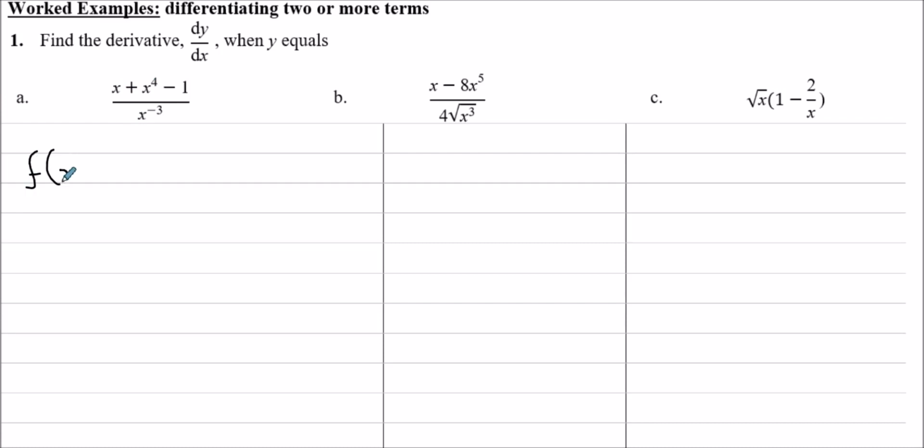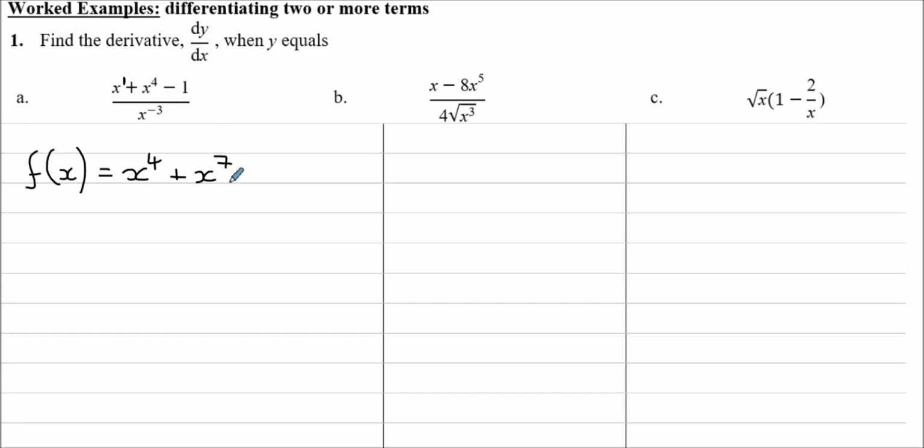So let's rewrite it, first of all, as f of x. That's going to be, first of all, x divided by x to the minus 3. When we divide, where the bases are the same, we're going to subtract the powers. And so this new power of x is going to be 1 minus minus 3, 1 plus 3, which is x to the power 4. Next, we're going to have x to the power 4 minus minus 3, which gives us x to the power 7.